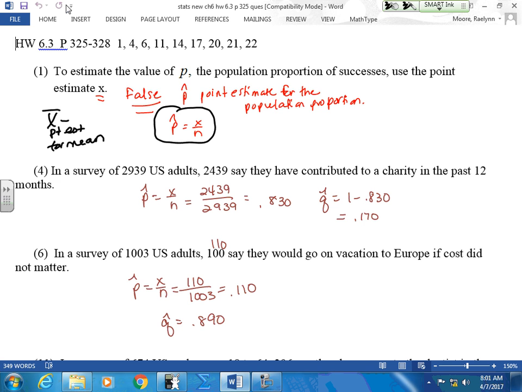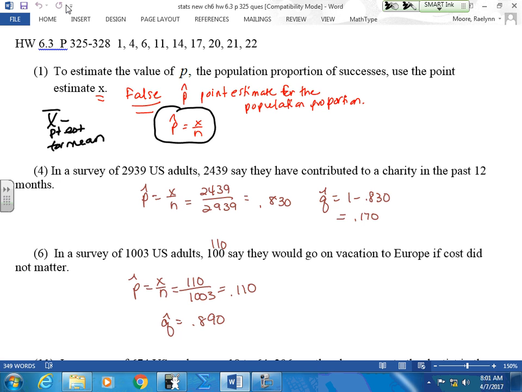So from our sample, we do X over N, part over whole, and we find the point estimate, a proportion from our sample. This is what we build our population interval on. In a survey of this many, they say they have this. Everybody can set this up, find the P, find the Q.